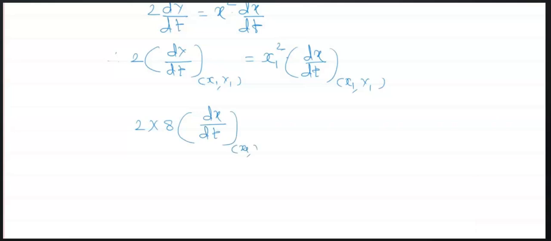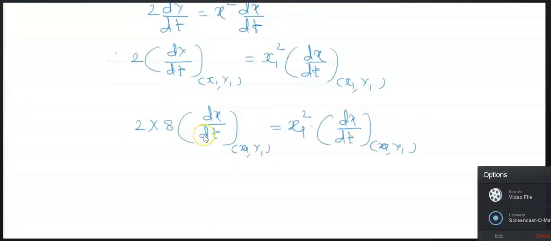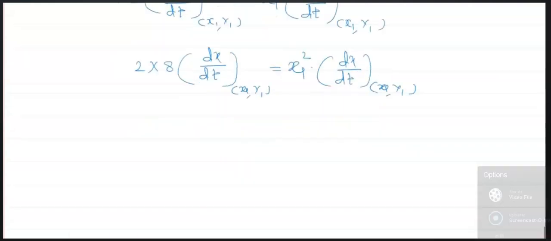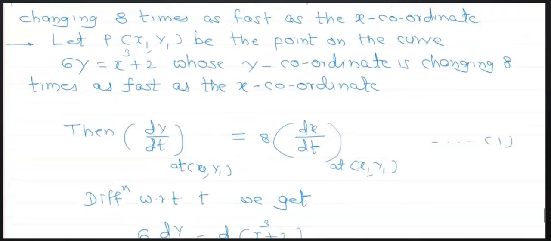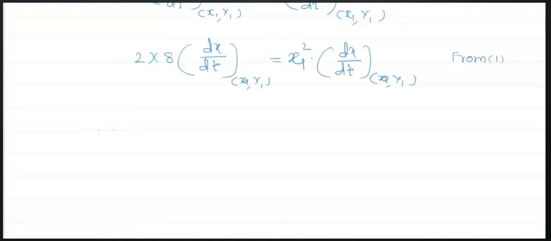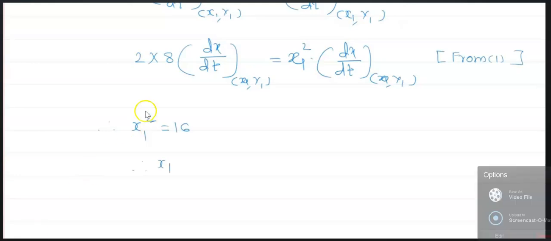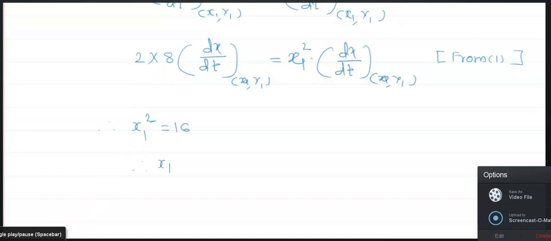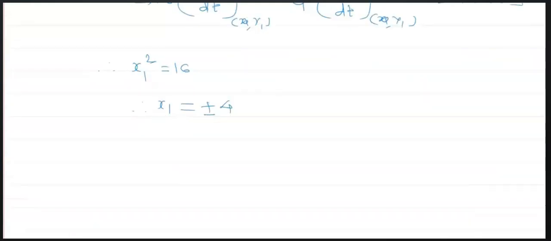Now on both sides we have dx upon dt. We can cancel it. Then we will get dx upon dt, it's 8 times x square as it is. Now cancel dx upon dt on both sides. Then you will get x1 square is equal to 16. Therefore, x1 is equal to plus or minus 4.